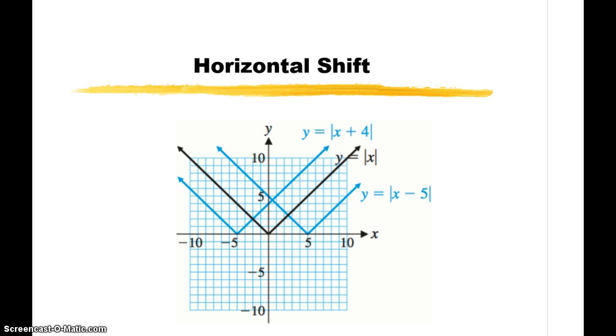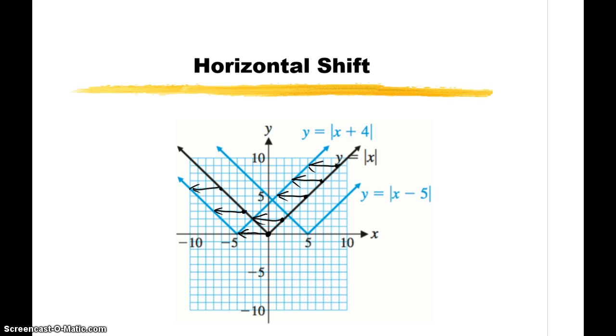Look at what happened to absolute value of x plus 4. We took all the points of the parent function and shifted them 4 units to the left. That's how we obtained the graph of absolute value of x plus 4. Just take them and move them to the left. Okay? That's how that graph was obtained.